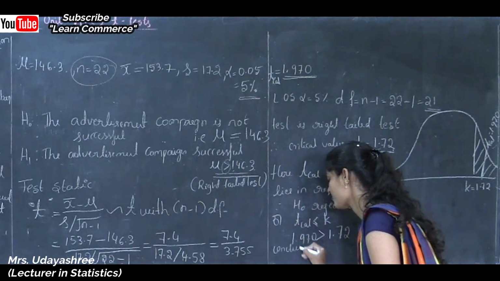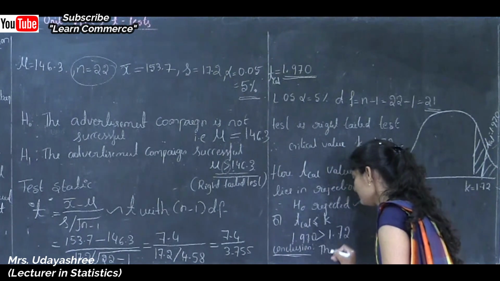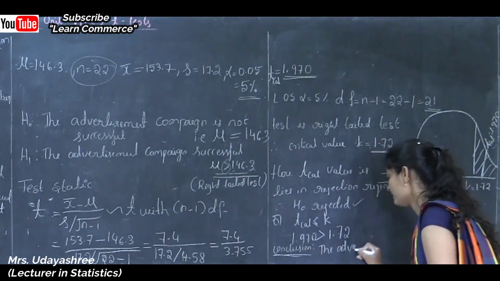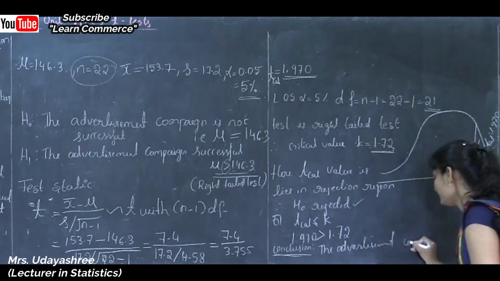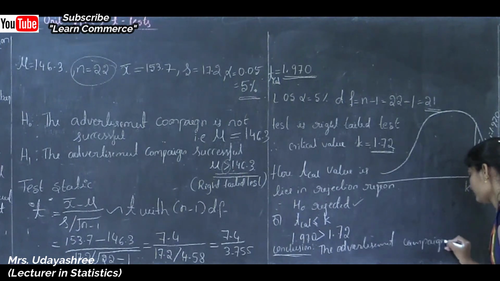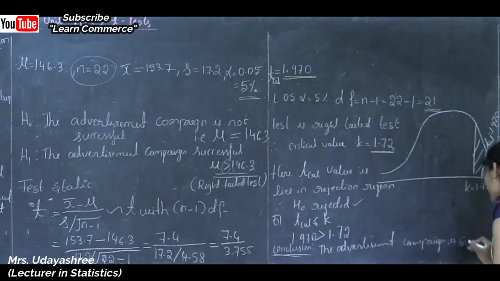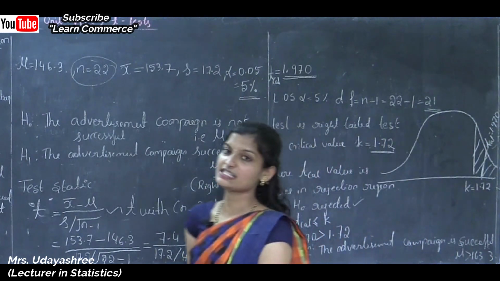Conclusion: the advertisement campaign is successful, that is mu greater than 146.3.